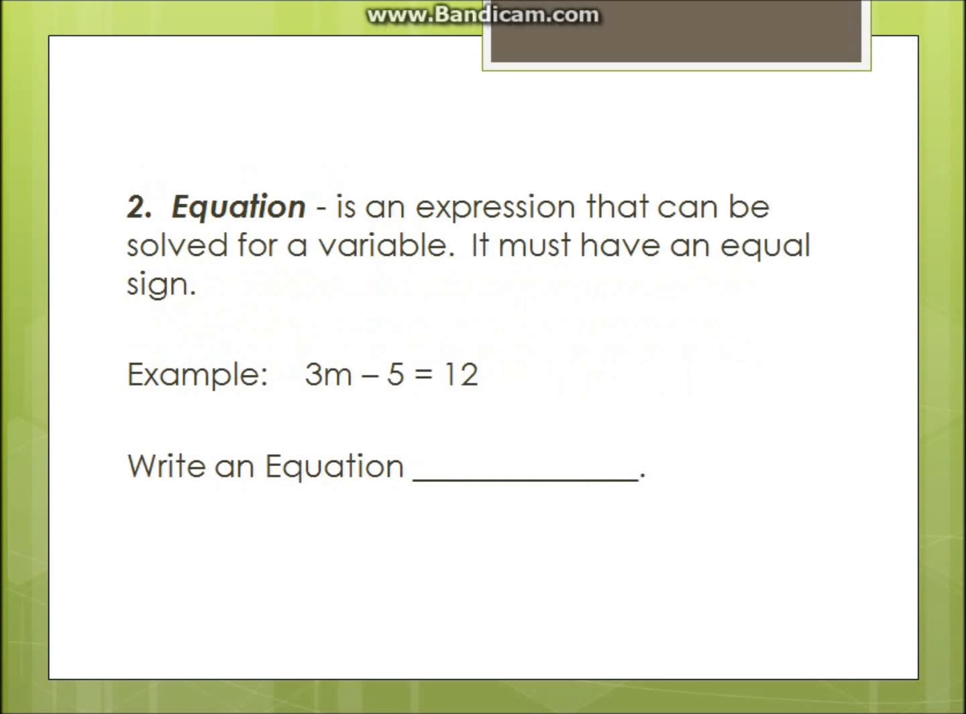Number 2 is equation. Equation is an expression that can be solved for a variable. It must have an equal sign. So that is the major difference between the two. An expression does not, but an equation does have an equal sign. And take a look at my example. 3m minus 5, and now here's our equal sign, 12. So go ahead and write your own equation on this one.